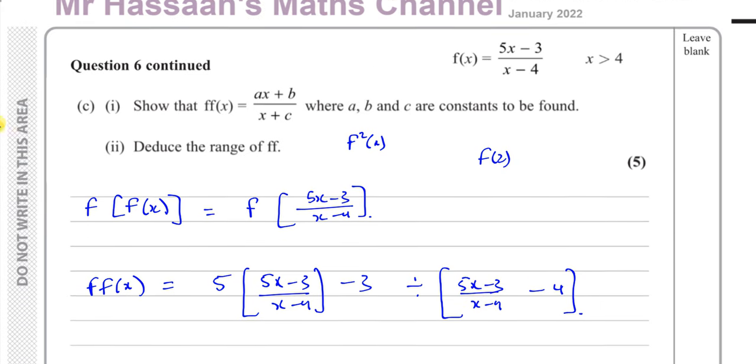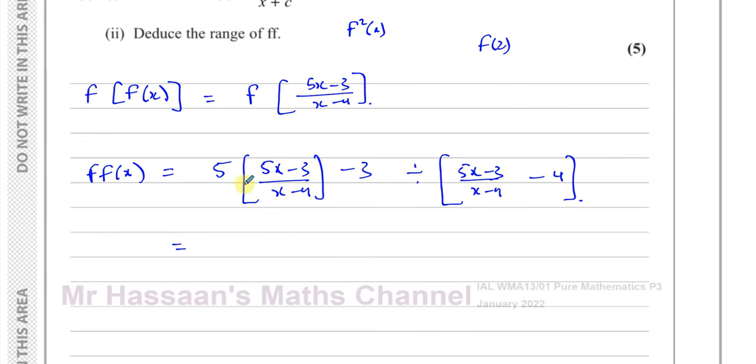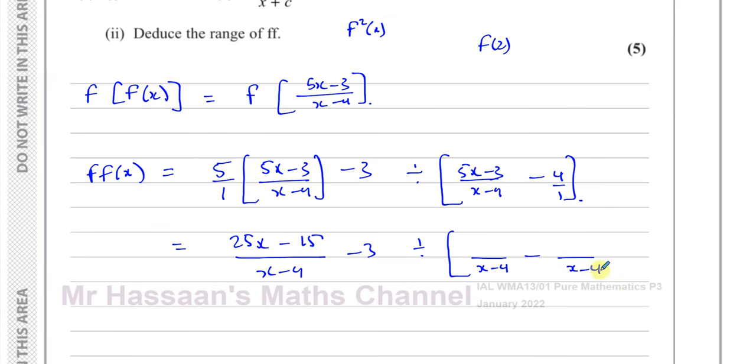Right, so now I can simplify this. This is going to be 5 times 5x minus 3. Remember, this is like 5 over 1. So it's 25x minus 15 divided by x minus 4, minus 3, divided by, and here I'm going to make it into one fraction. So that's x minus 4, minus 4 times x minus 4, I have to multiply this by x minus 4. So I have 5x minus 3 minus 4 times x minus 4 there.